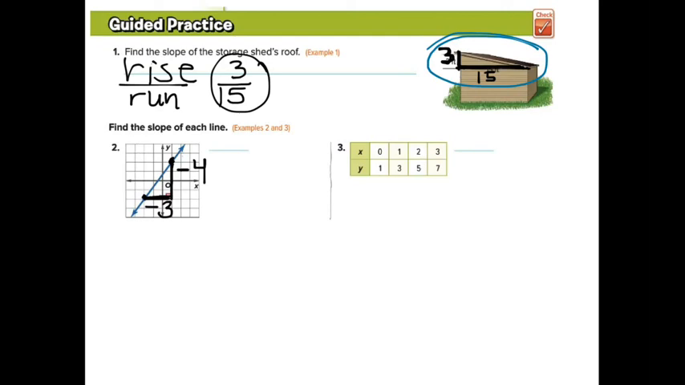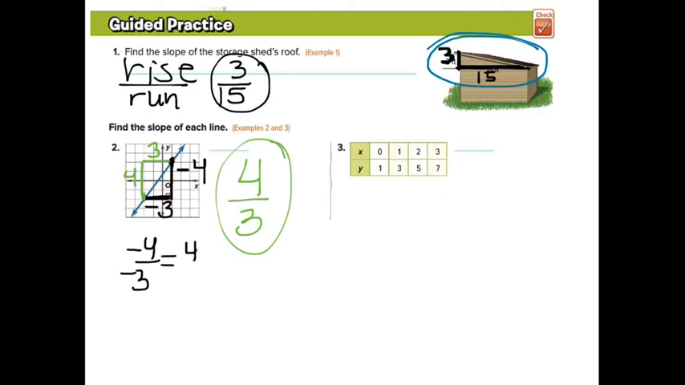If you would rather rise first, so if you would rather start on the left, you would rise 4, you would run 3. If you look at this either way, 4/3 is my slope. If I use the numbers in black, the only difference is you get -4 over -3, which actually equals 4/3.